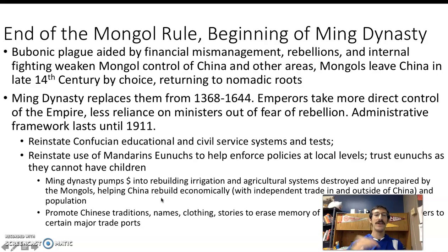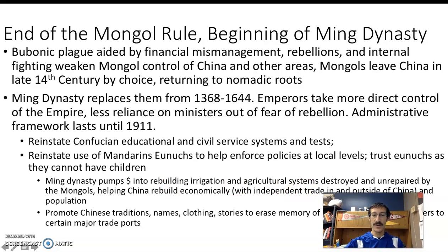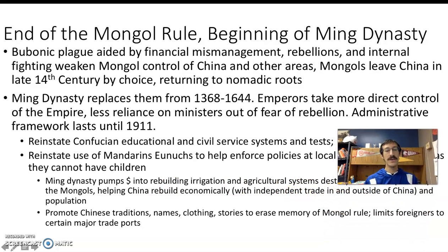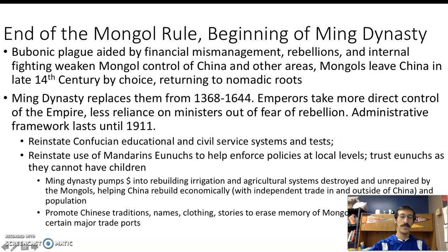there's more emphasis on Chinese culture and the promotion of more culturally Chinese things. So essentially banning anything that is not spelled out in Chinese. They are banning Mongol names, stories to erase the memory of Mongol rule, so essentially kind of trying to erase this dark history in their minds. And they also limit foreign traders to major trade ports.